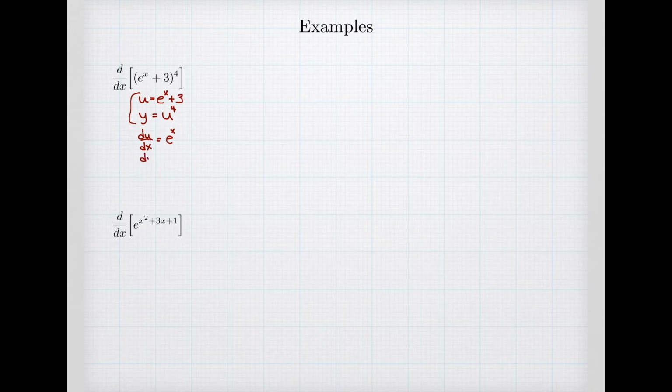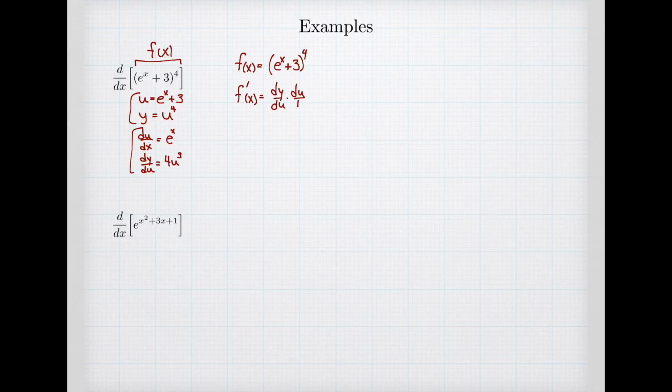And the derivative of the outside formula, dy du: this is a power, u to the fourth, so its derivative is 4u cubed. Those are the derivatives of each step in the chain. So when I want to talk about what's the derivative of the entire composition, I'll call the function I'm taking a derivative of f of x. And so the derivative of f of x is going to be dy du times du dx.